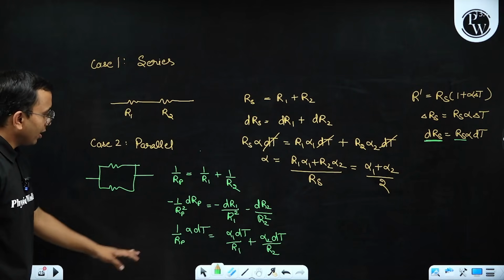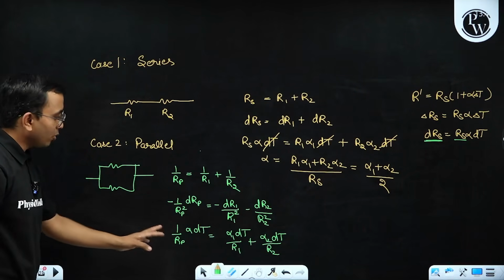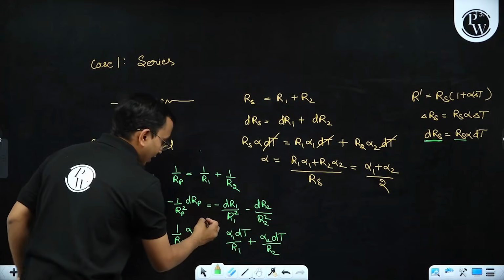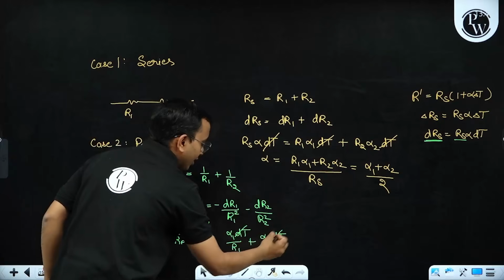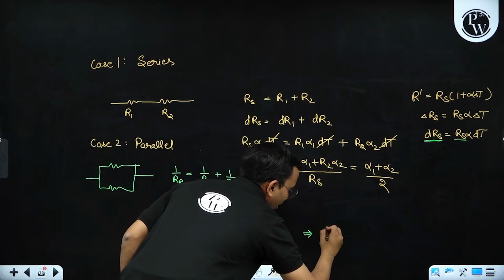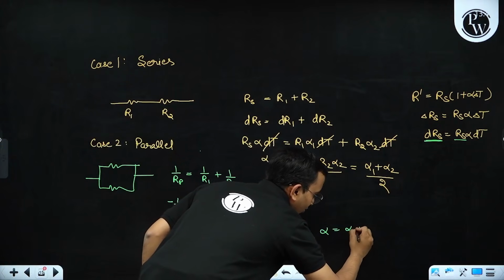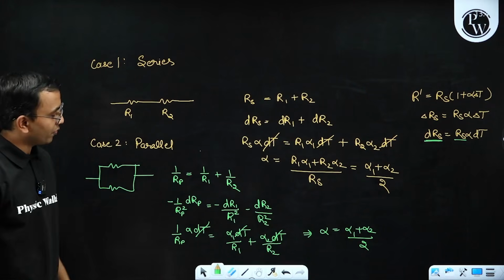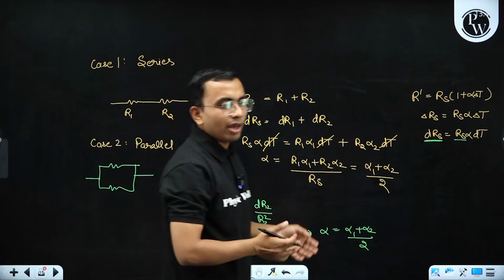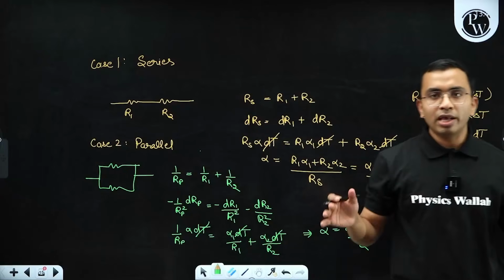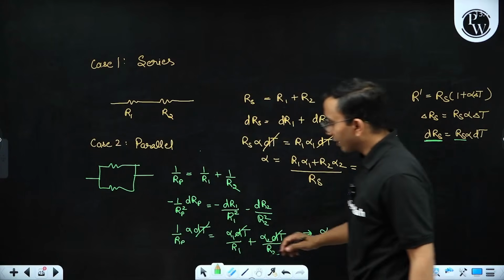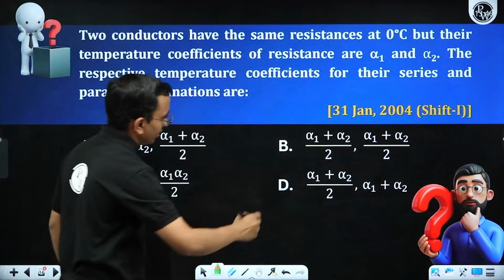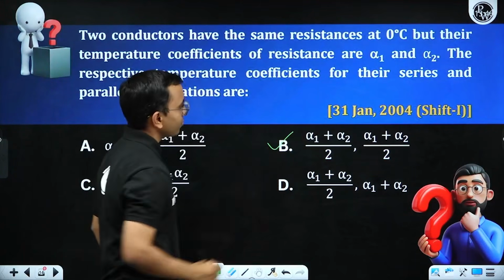Okay. Now R parallel is R by 2, R1 is R, R2 is R. Put it like this, dt will get cancelled. From here also you are getting alpha is equals to alpha 1 plus alpha 2 by 2. This relation is coming from here also, whether it is series combination or parallel combination, the alpha effective is coming out to be alpha 1 plus alpha 2 by 2. B option.